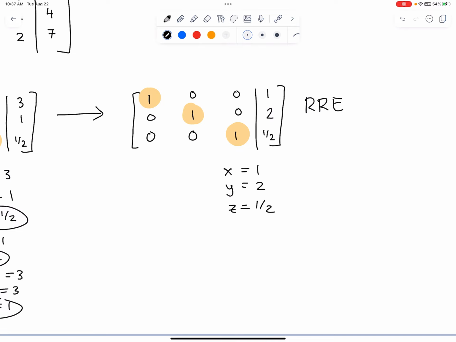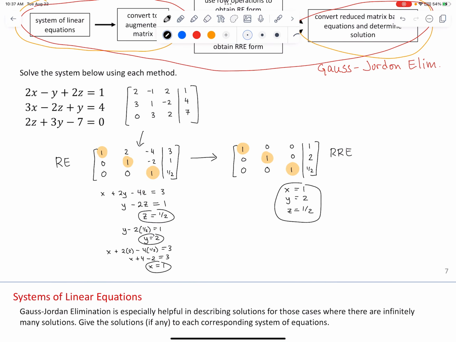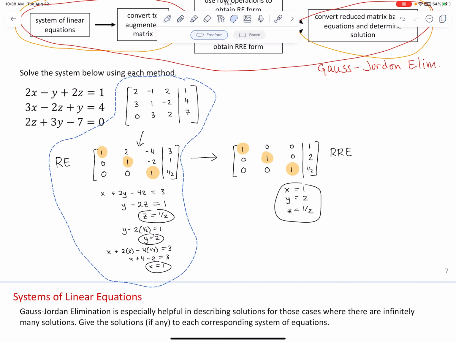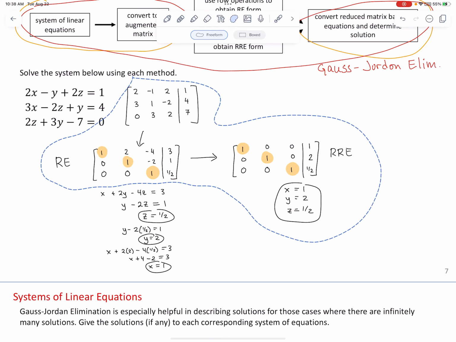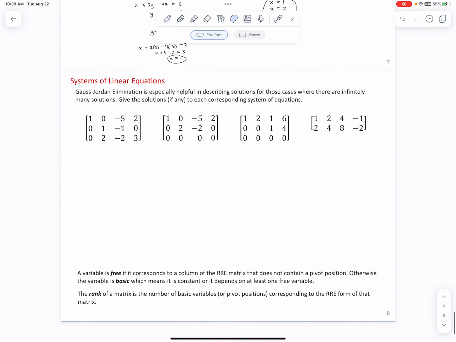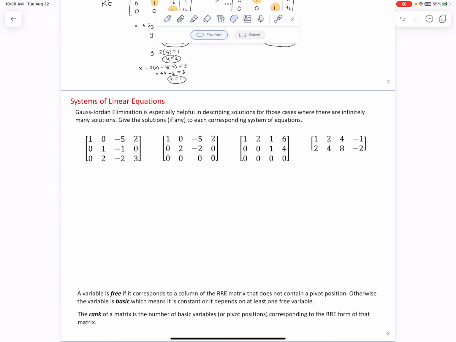So notice when I have my reduced row echelon form, I get my answer just from the last column, basically. The last column tells me what x, y, and z have to be, and we have our solution right away. So once again, if you're doing Gaussian elimination, you're basically going this route to get your answer. And if you're doing Gauss-Jordan elimination, you're basically going this route to get your answer. The next slide. Gauss-Jordan elimination is especially helpful in describing solutions for those cases where there are infinitely many solutions.